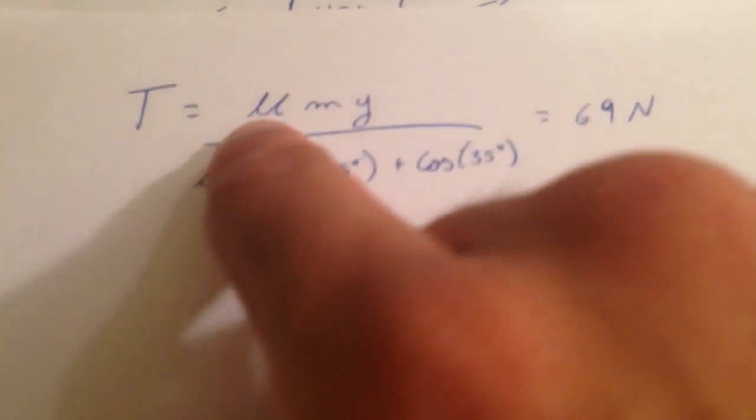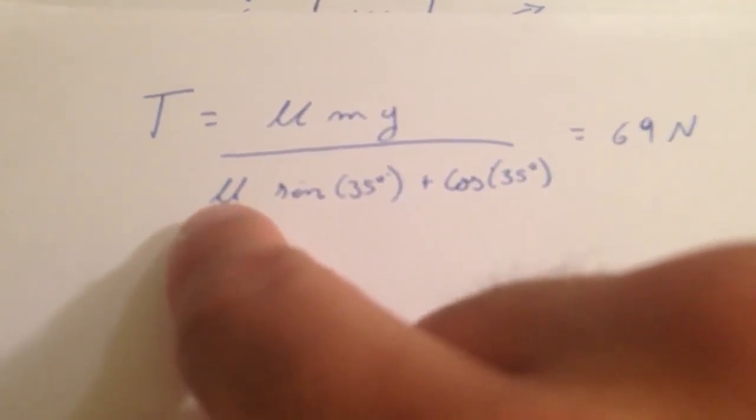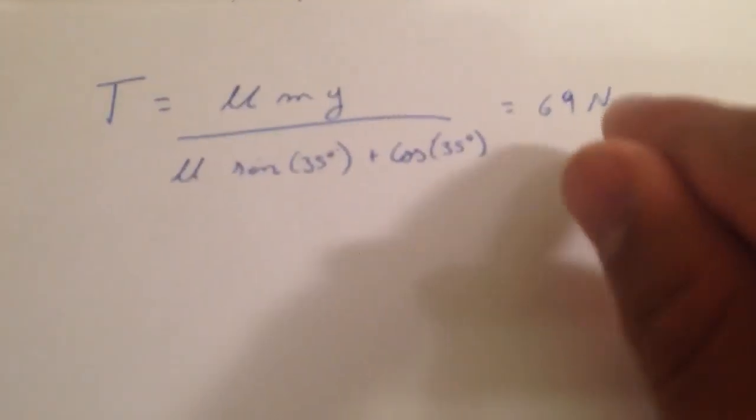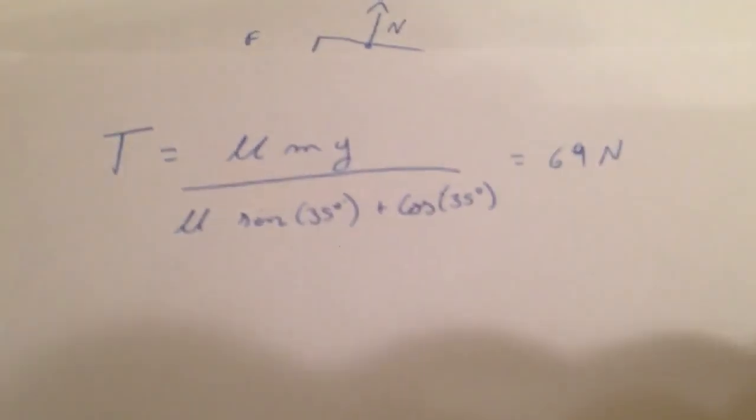T equals the friction coefficient times mass times gravity, divided by the friction coefficient times sine 35 plus cosine 35. That's just a plug-in game where you plug in all your values, and you will get 69 newtons. Thank you.